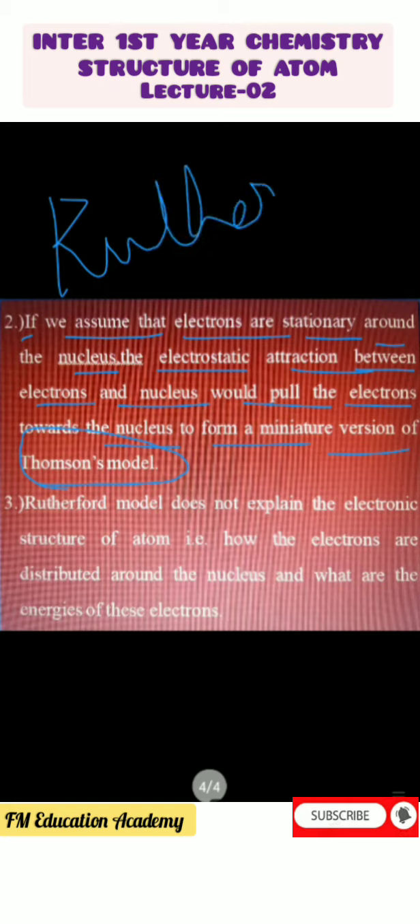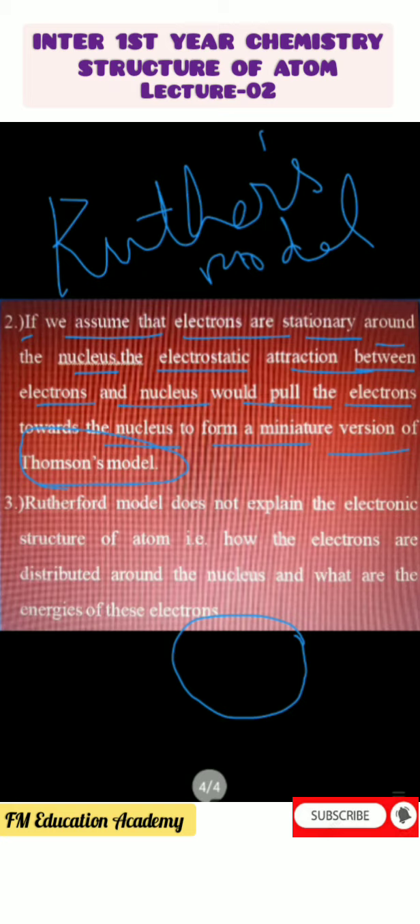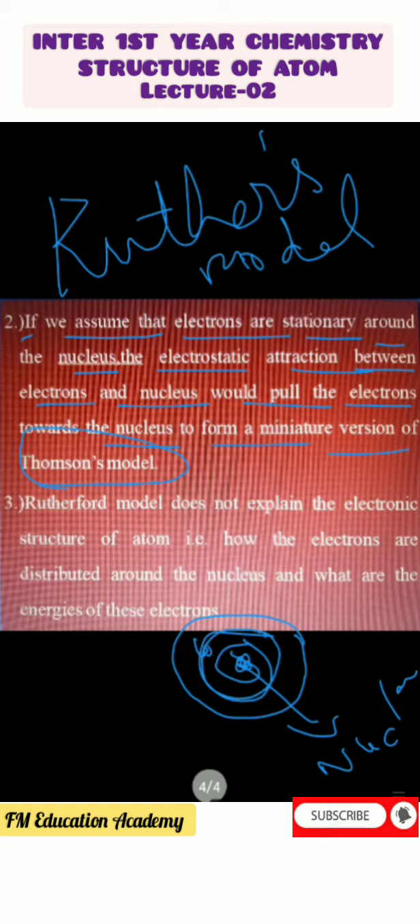Second drawback, if we assume that electrons are stationary around the nucleus, the electrostatic attraction between electrons and nucleus would pull the electrons towards the nucleus to form a miniature version of Thomson model. We know that Rutherford's model and Thomson's model are not the same. They are different, right? So actually, if we consider that there is one atom and suppose this is a nucleus, the middle part is called the nucleus. In that, let us suppose there are orbits, and in those orbits electrons are revolving like this.